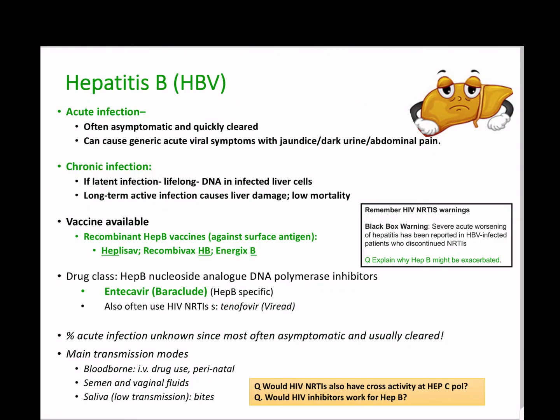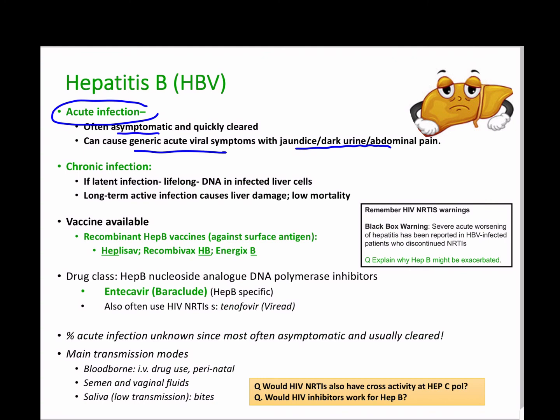So, like all these other DNA viruses, we can see an acute infection that looks, in this case, a lot like a general viral acute infection with that fever, fatigue, muscle aches. Sometimes, if it's more severe, with some jaundice or abdominal pain or other signal that maybe there's something going on in there. But for most people, it's asymptomatic and it's completely cleared.